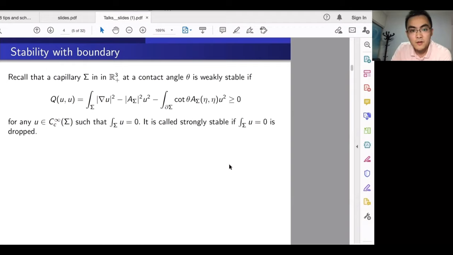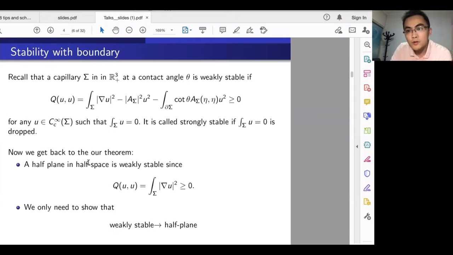So with this definition, now let's get back to our main theorem. In order to prove the main theorem, we need to prove two directions, right? One direction is actually straightforward because a half plane in a half space is always weakly stable. Since a half plane has zero second fundamental form, the quadratic form Q just reduces to this energy functional, which is always non-negative for any test function with compact support you plug in. And for the other direction, we need to show that weak stability implies the surface is a half plane. So all we need to do is to prove this implication here, and that's what we're going to do in the next 11 pages of slides.